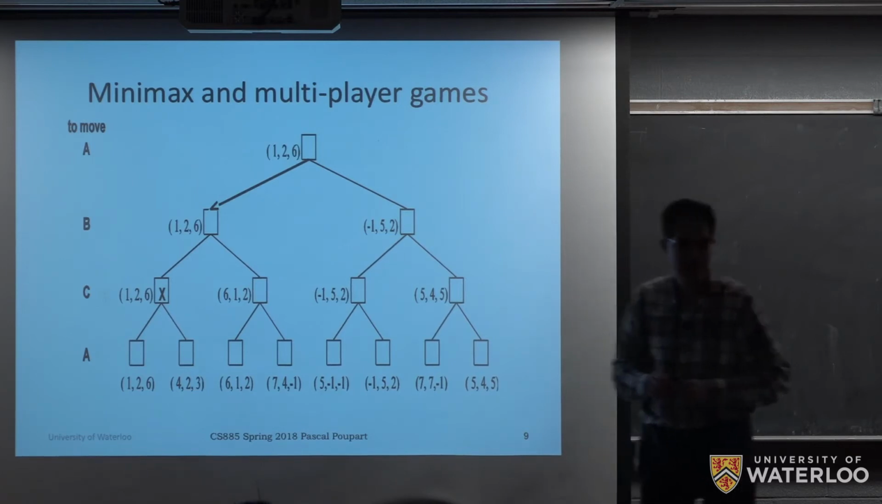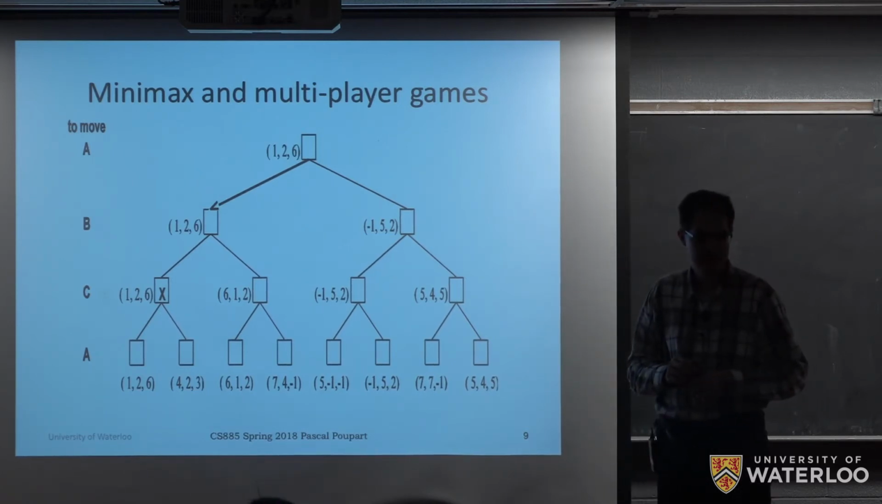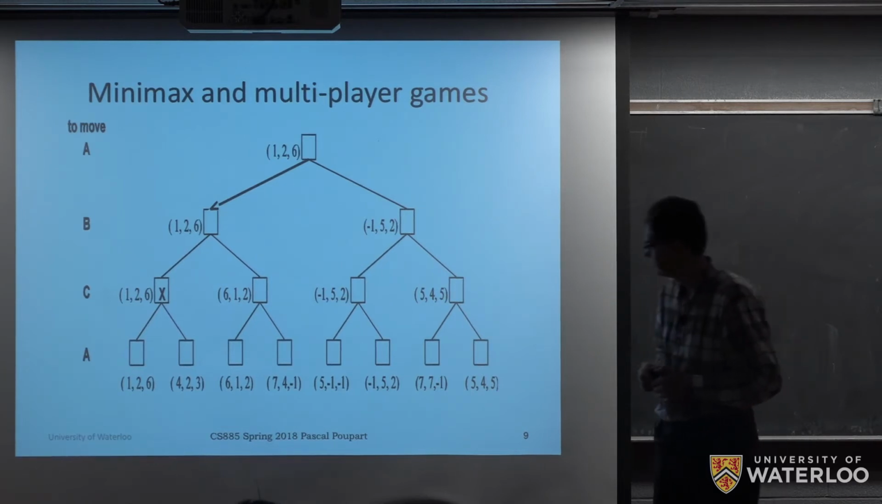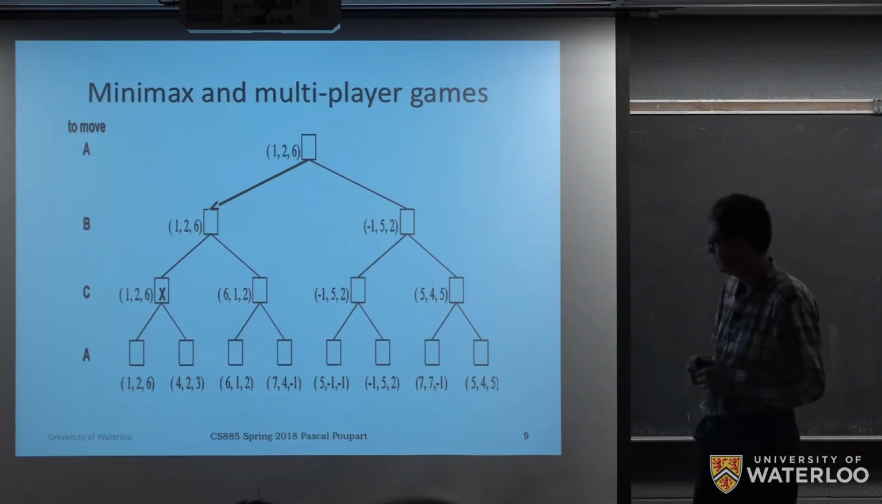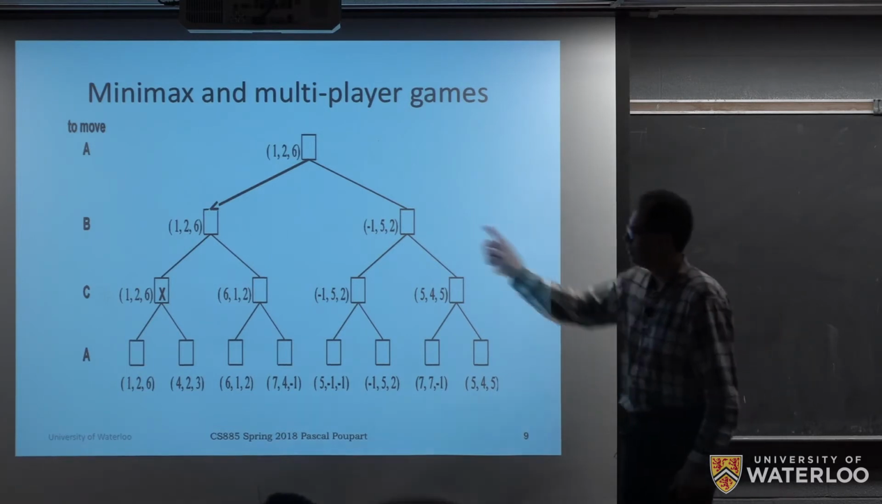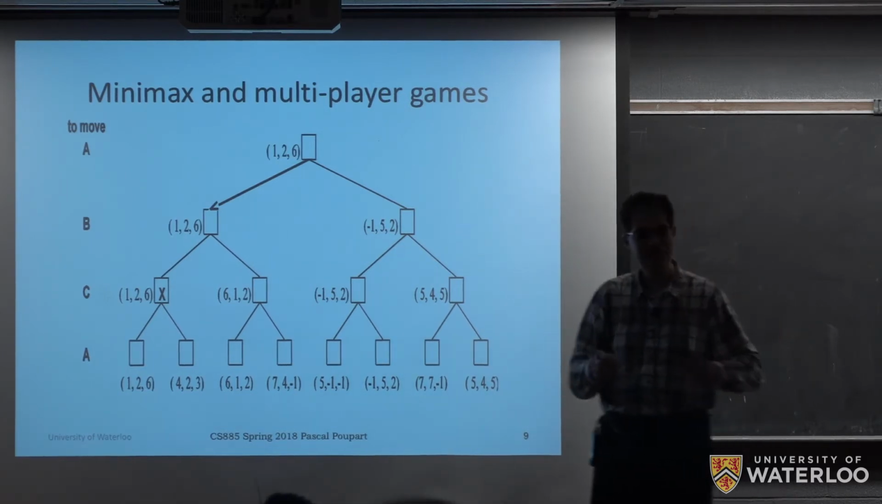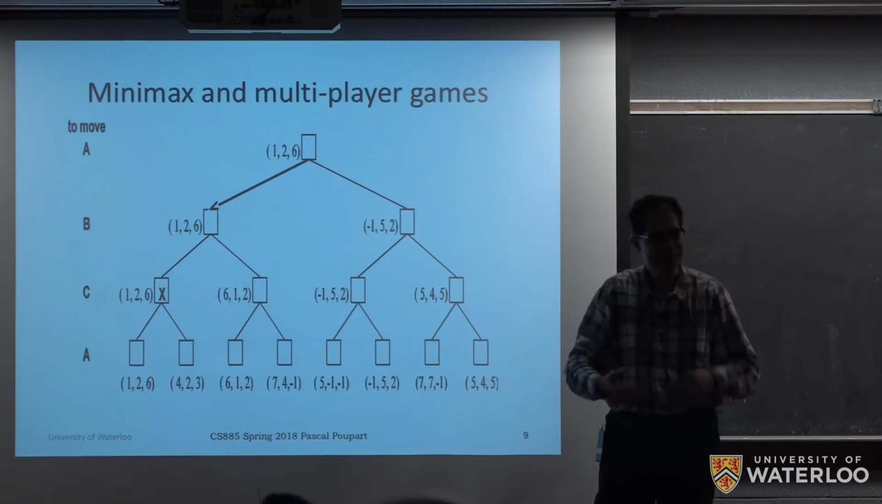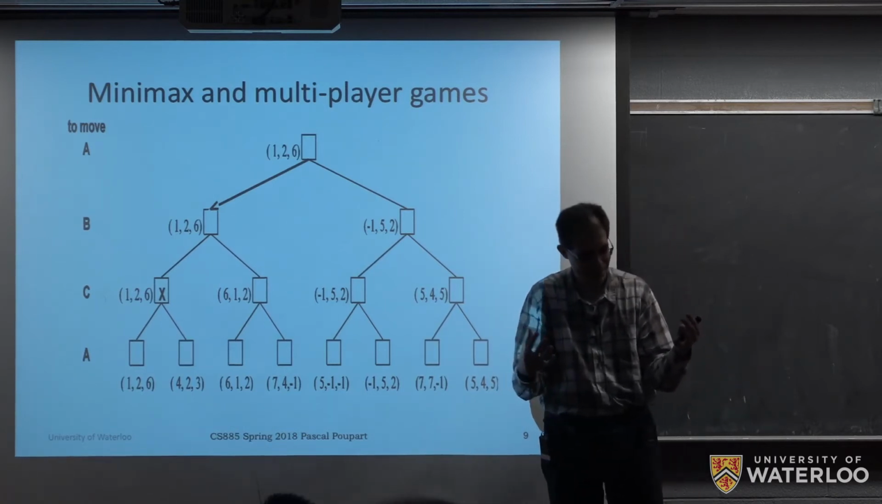Yeah? So let's say on the right side you have -1, -5, and -2, and on the other side you have 1, 2, 6. You will select 1, 2, 6, even if it's better for the overall game to select -1, -5, -2? Ah, yeah, very good point. So what's better for the overall game? Here it depends how the game is set up, right?